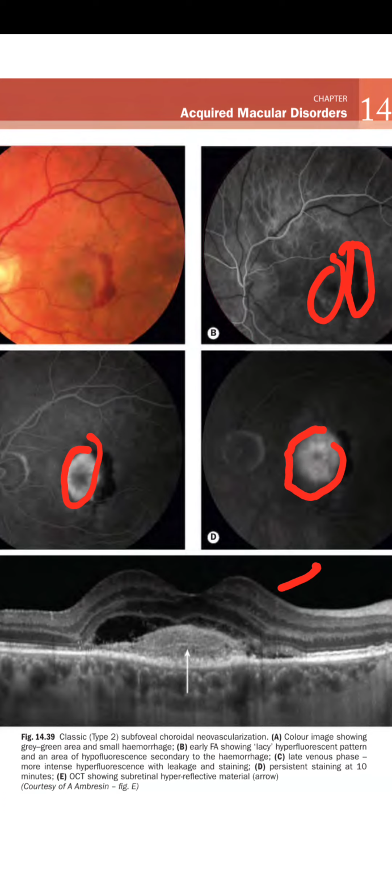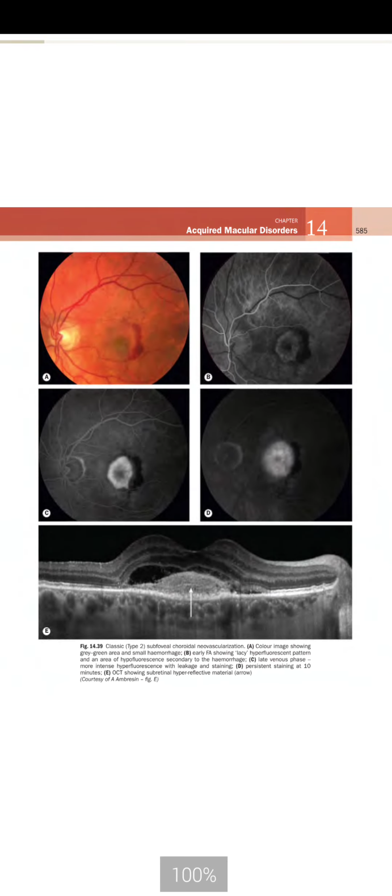OCT is showing us a subretinal hyperreflective material between the RPE and the neurosensory retina, and there is a small amount of subretinal fluid here.